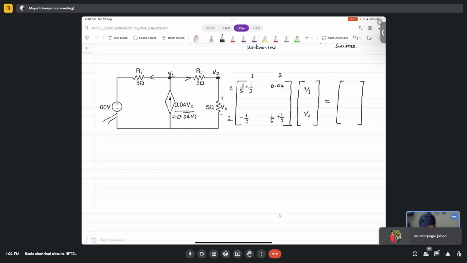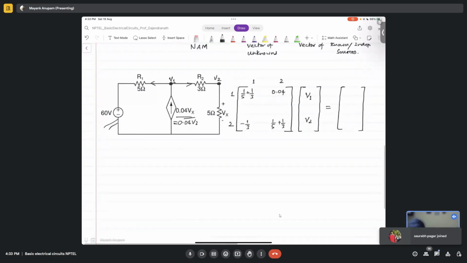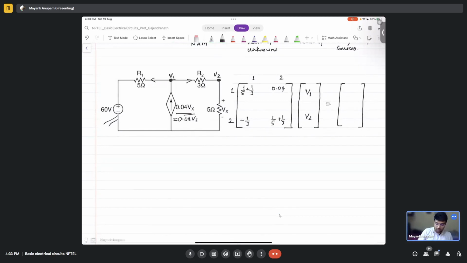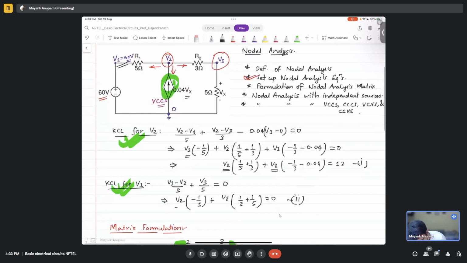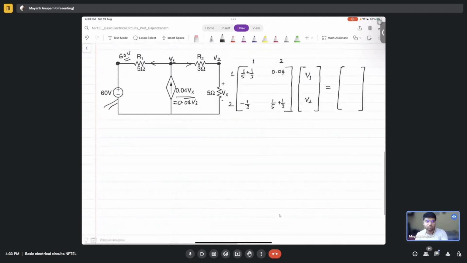So basically, when you are trying to formulate the matrix just by looking at it, without writing KCL equations, this approach of simply assigning this node to 60 volts will not work. Like if you are a computer, you will not start by writing the KCL equations first, right? You will simply start looking at the nodes and filling the entries in the matrix.